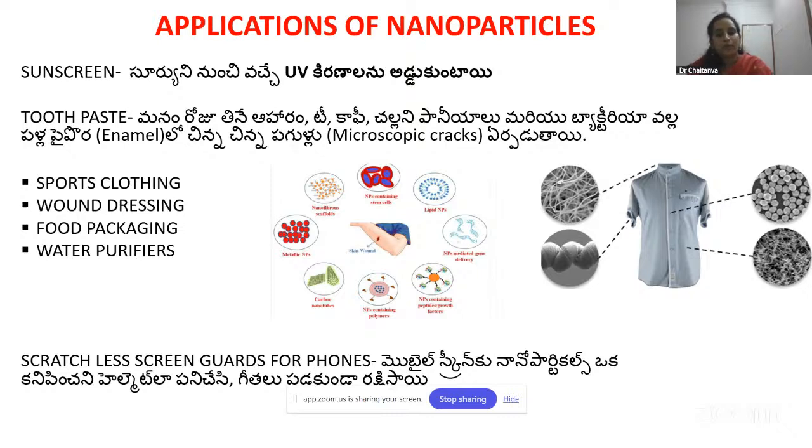So the phone, especially the screen, will be protected by the screen guard. Nowadays we are getting screen guards coated with nanoparticles, so that we get a scratchless screen and can maintain our phones for a longer period without any scratches. These are very common day to day examples. There are n number of applications, and nanoparticles are doing marvelously well in the health sector also.